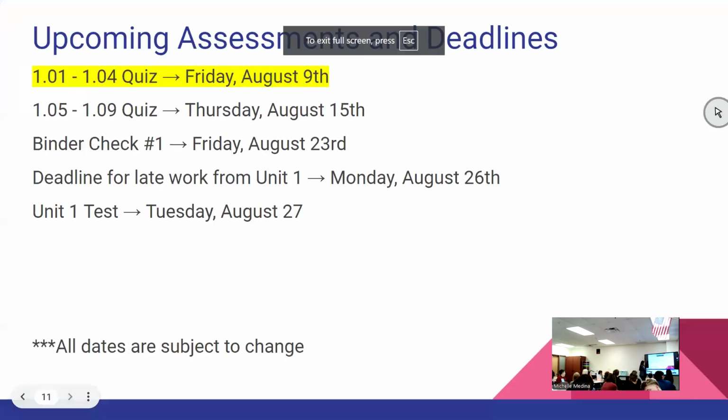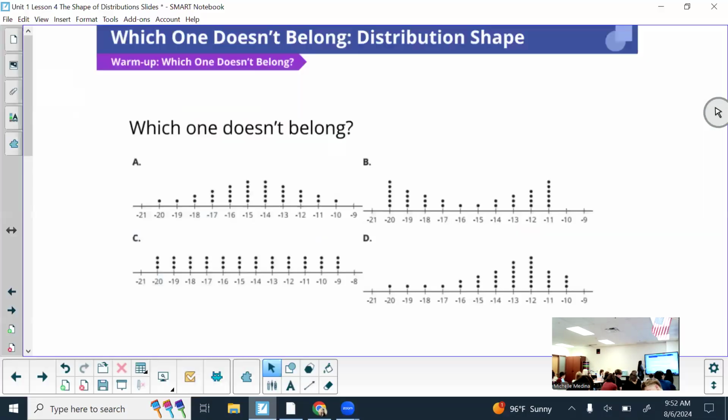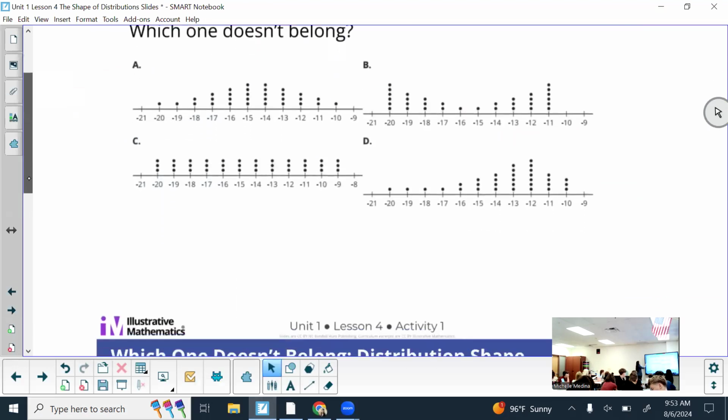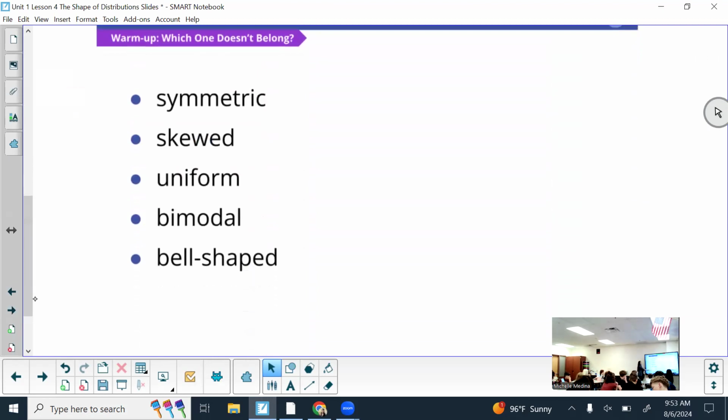All right. So we're going to continue on with the note sheet we have in front of us. We already did the which one doesn't belong, where we introduced the vocab. So remember, the main point is to be able to use these words to identify the shapes.